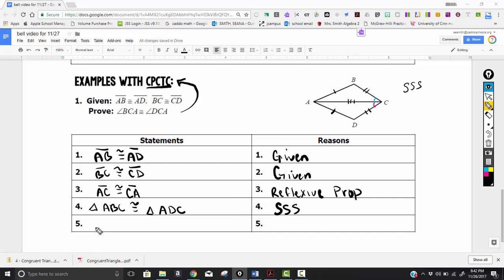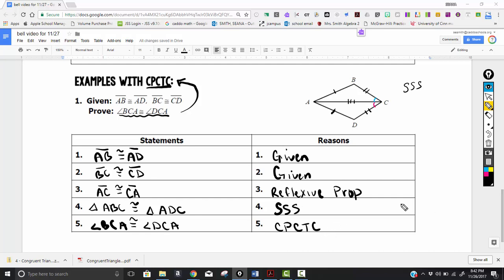So now I'm not making this statement up. I'm using exactly what's here. I'm just copying it down. So angle BCA is congruent to angle DCA based off of CPCTC because corresponding parts of congruent triangles are congruent. Corresponding parts of congruent triangles, this triangle is congruent based off this, are congruent.